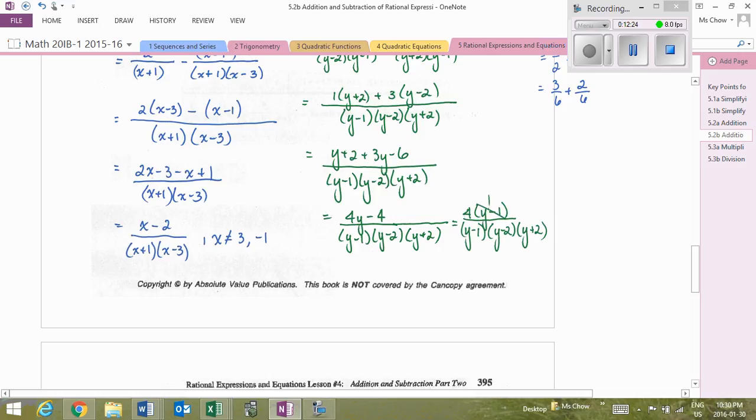So we can factor out the y minus 1 to 1 over 1, and so we're simply left with 4 over y minus 2y plus 2. And again, no need to multiply that out. We do need, though, to write out the restrictions, even for the one that we've taken out. So we've got y cannot equal negative 2, positive 1, and positive 2.